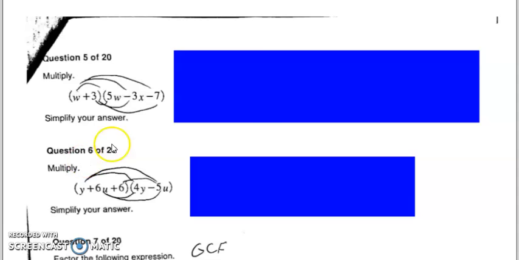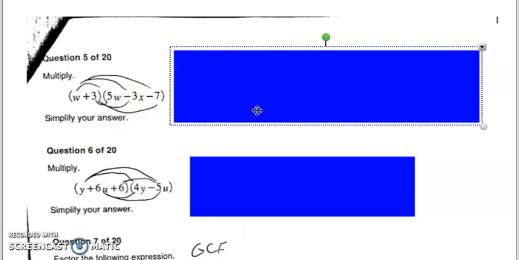5 and 6 are the exact same. So I'll kind of talk through 5, and then I'll just show you the answer to 6, and hopefully that'll be good. So on number 5, we had to distribute everything from the first parentheses chunk onto everything in the second. So the w gets multiplied to the 5w, the negative 3x, the negative 7. The 3 goes to the 5w, the negative 3x, negative 7.